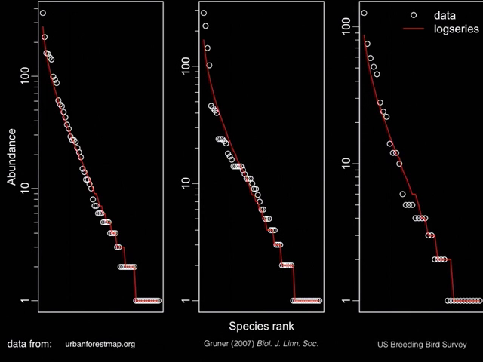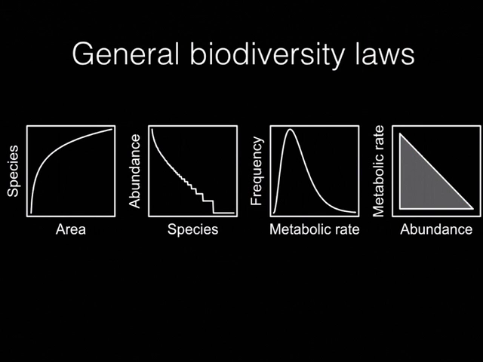This emergent similarity across systems is not limited to just species abundance. Of course, it's species area, it's metabolic rate distributions, it's the relationship between abundance and metabolic rate. So how can we possibly begin to predict what causes all this generality?